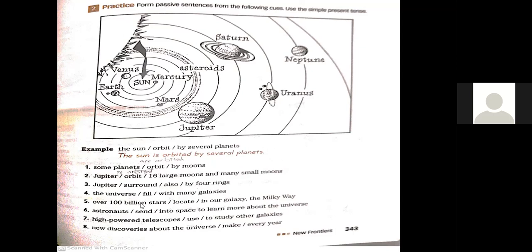Over 100 billion stars located in our galaxy, the Milky Way. Stars, he said stars, and 100 billion, so it's a plural. Located, it's a plural. So we can say are located in our galaxy, the Milky Way. Thanks so much, Hussein.